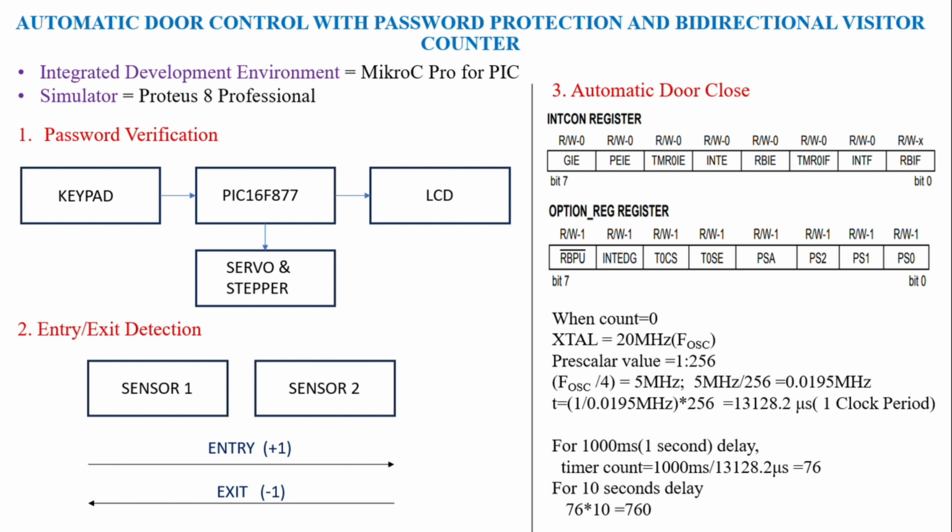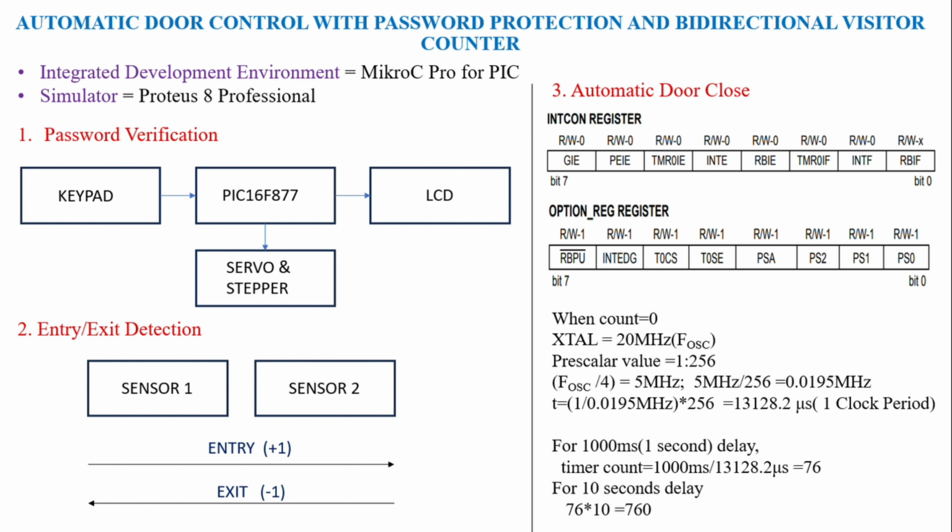We are converting it into time period. So we are taking the reciprocal of the derived frequency value and multiplying it with 256 because Timer 0 is an 8-bit timer. So we get the timer tick duration of 131282 microseconds. Now we are going to calculate for a 1 second time delay. For a 1 second delay, the timer count is 76 cycles.